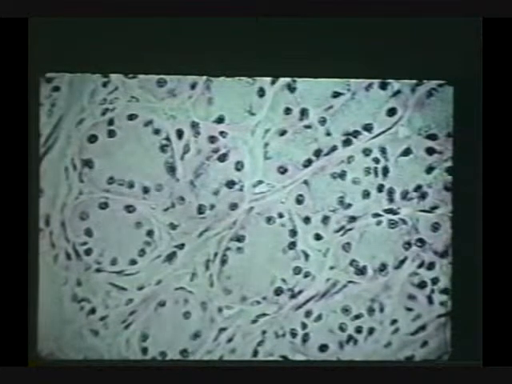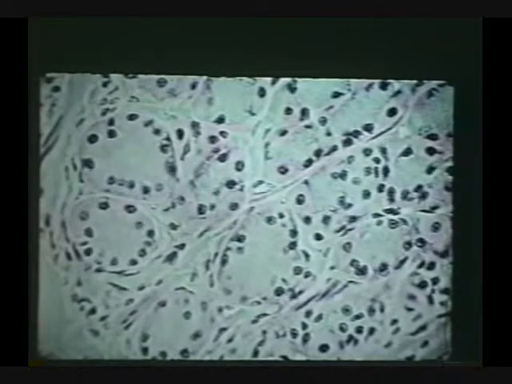Same slide, different microscope. Looking at it now through a phase contrast microscope, and it makes these show up. These are what? Parietal cells, and then all these chief cells. This layer, lamina propria.